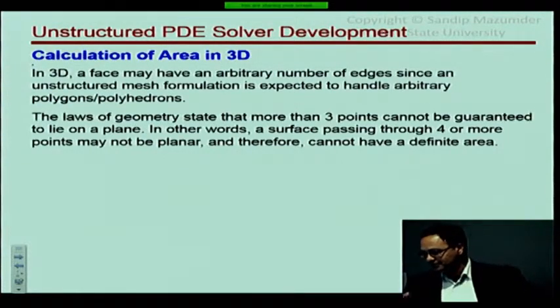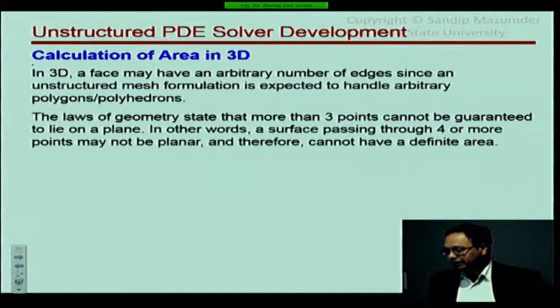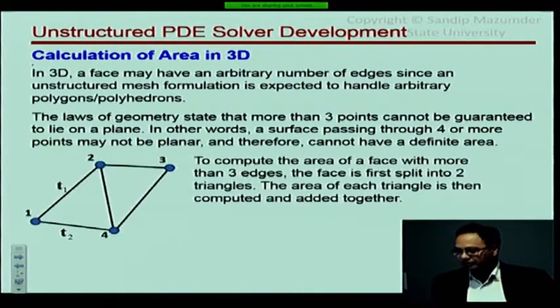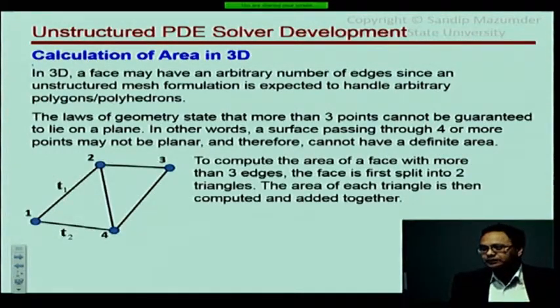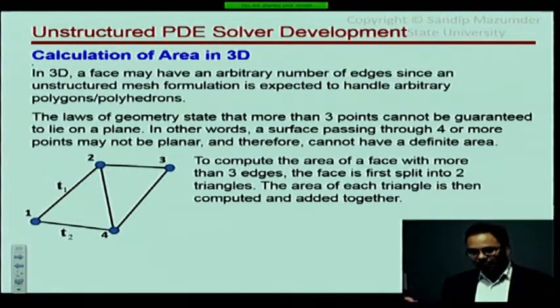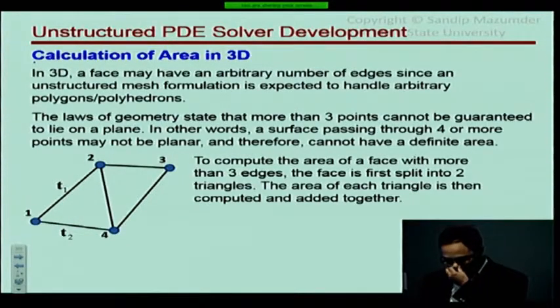So the way this is typically done is you break up the quadrilateral into 2 triangles. Okay, and then you compute the area of each triangle, and then finally add it up to get the area of the quadrilateral. That's of course an approximation, but if the 4 points are already on a plane, then it's not an approximation, it's the exact area. Okay, so that's the idea we use.